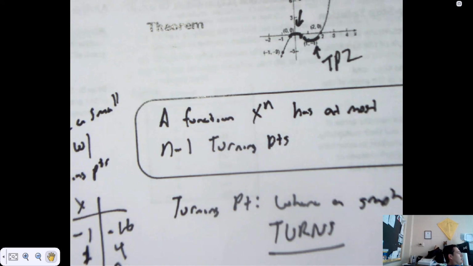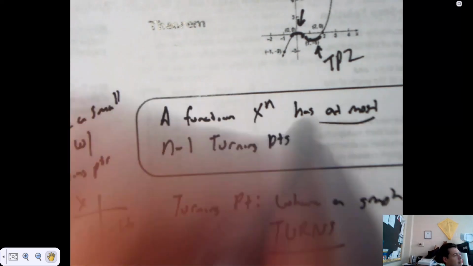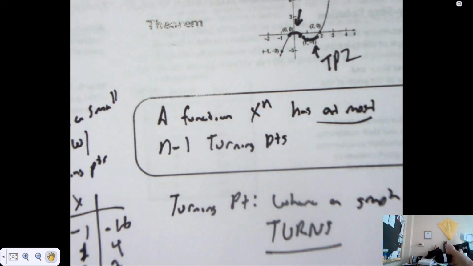Most of the time, it works that nicely. Most times if you see x to the 4th, you'll see 3 turning points. If you see x to the 5th, you'll see 4. But the wording here is at most, which means you can have less. A 5th degree polynomial could have only 1 turning point. It's not very common. All right, that's the turning point theorem.